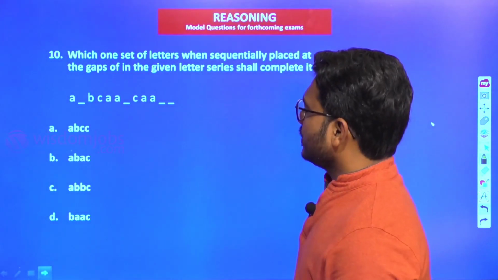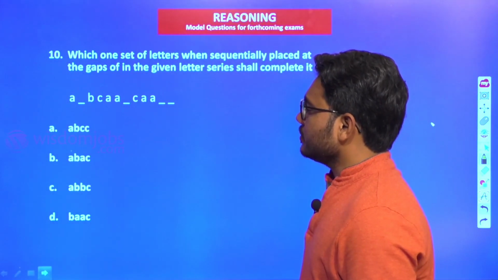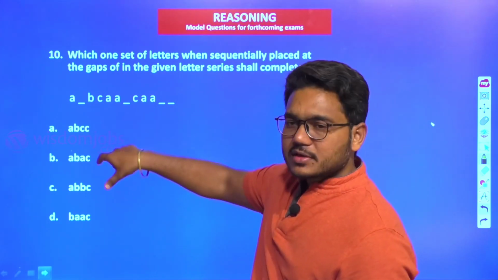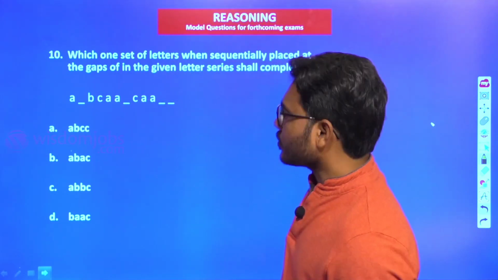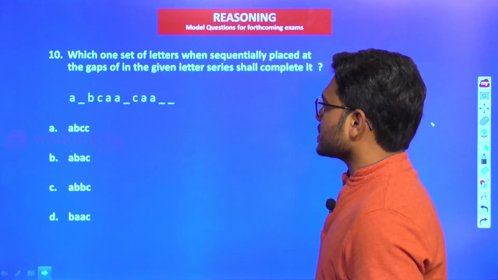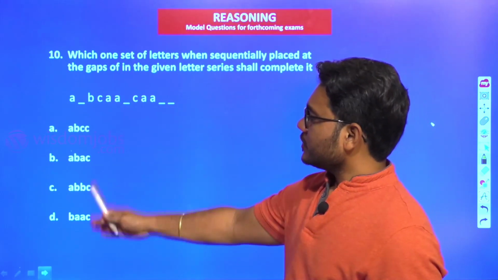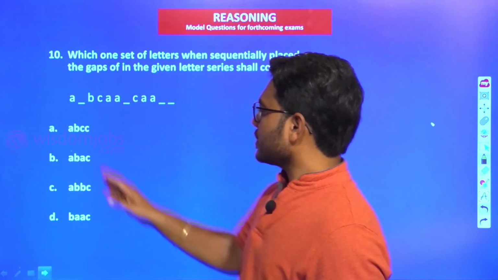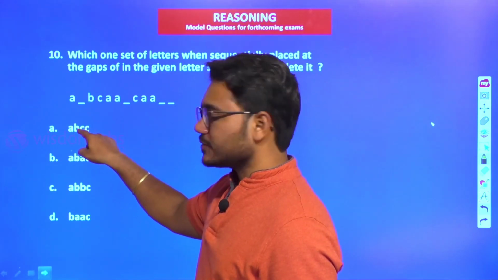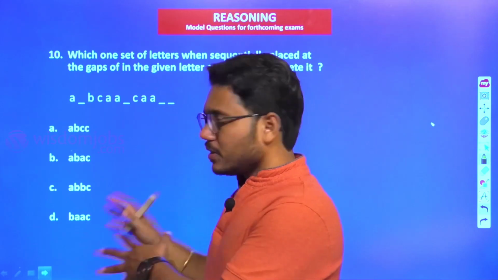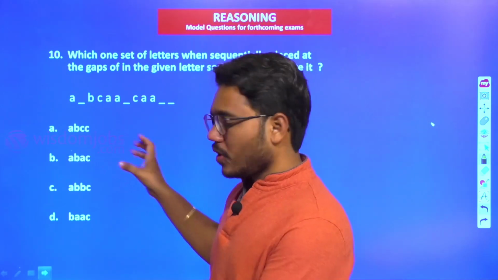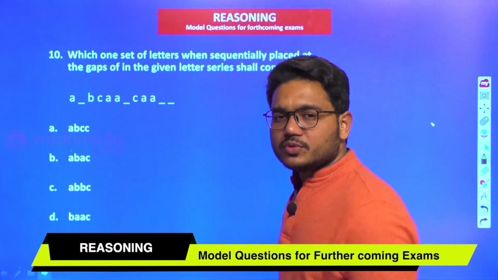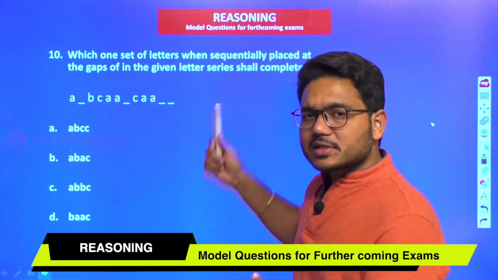Just check this. So again, what could be the set of letters given here? So what is asked here? Just read out the problem. Which set of letters when sequentially placed at the gaps? Okay. So each of A, B, C is a set of different letters, not together. Separately, we need to fill the spaces here, such that it will give you an appropriate letter series.